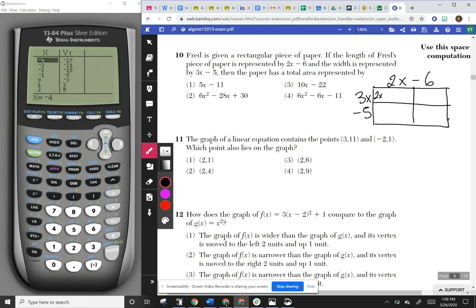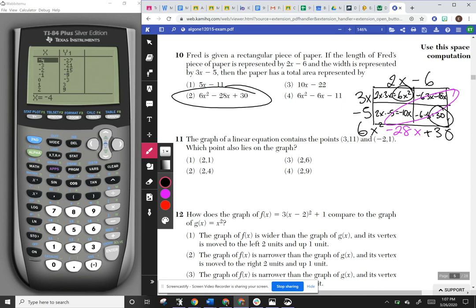So in this box, we get 2x times 3x, which is 6x squared. In this box, we get 2x times negative 5. 2 times negative 5 is negative 10. Keep the x. In this box, we get negative 6 times 3x, which is negative 18. Keep the x. And negative 6 times negative 5 is positive 30. And we can combine these two terms here. Negative 10 plus negative 18, we get negative 28x. Keep these terms. We get 6x squared, negative 28x, positive 30. That's answer choice 2.